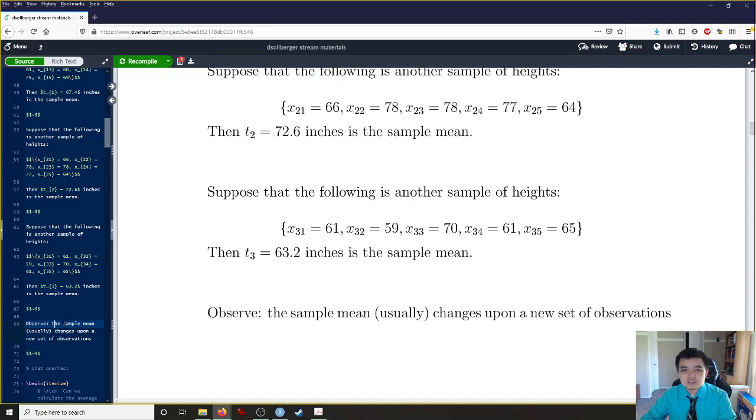What I want to emphasize at this particular moment down here is that the sample mean usually changes upon a new set of observations. That is, the sample mean itself is random in some sense.